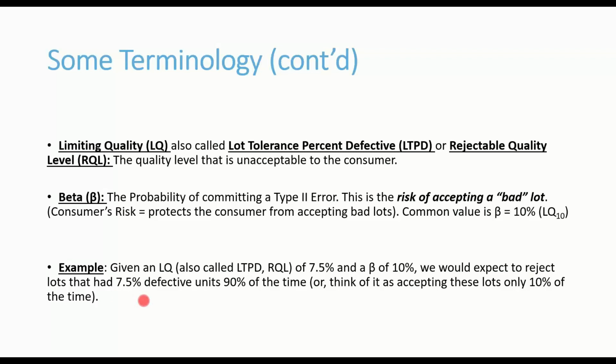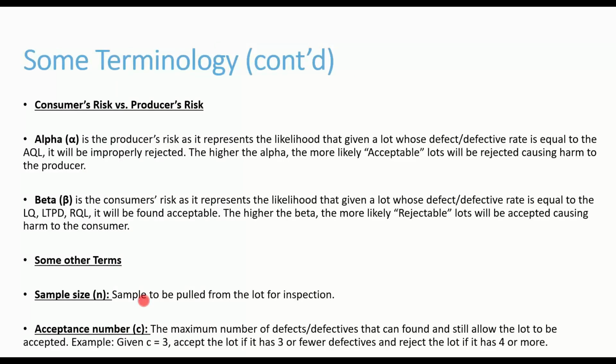Then we have consumer's risk versus producer's risk, and this is the alpha and the beta here. Okay, the producer's risk is the alpha. Usually that's the 0.05. It represents the likelihood that a given lot whose defective rate is equal to the AQL will be improperly rejected. So the higher the alpha, the more likely acceptable lots will be rejected. And that's going to cause harm to the producer because we're going to reject them when they were perfectly good enough.